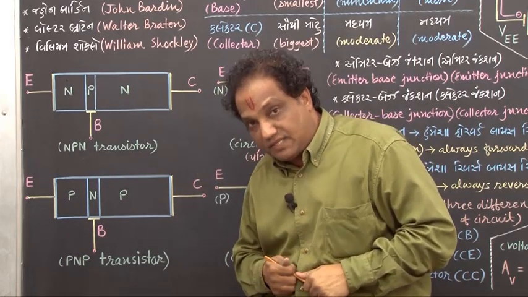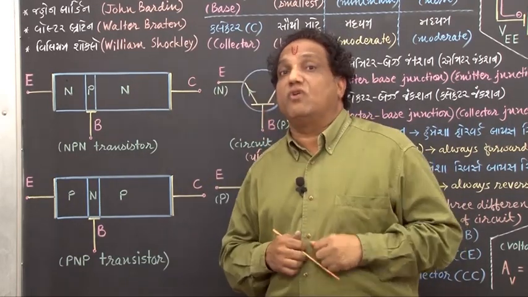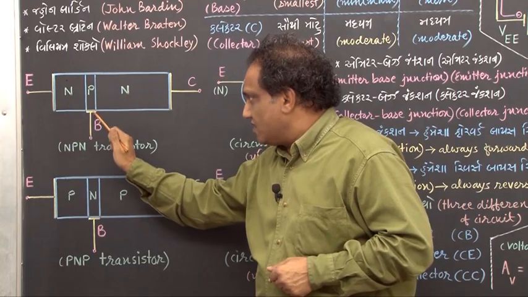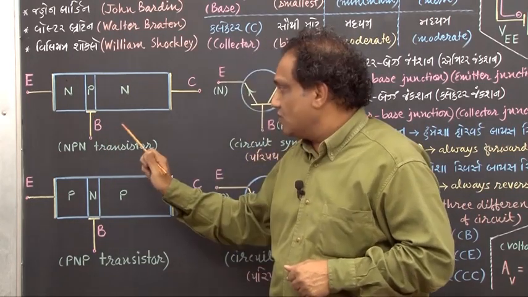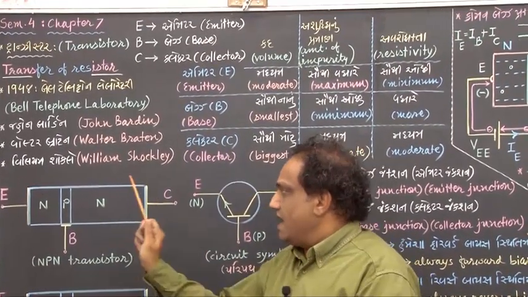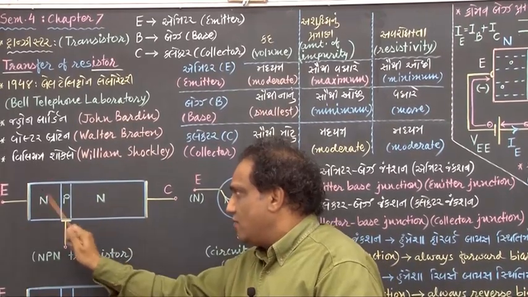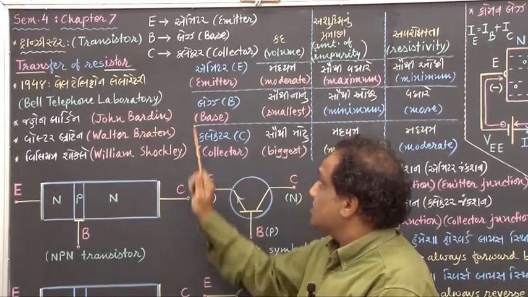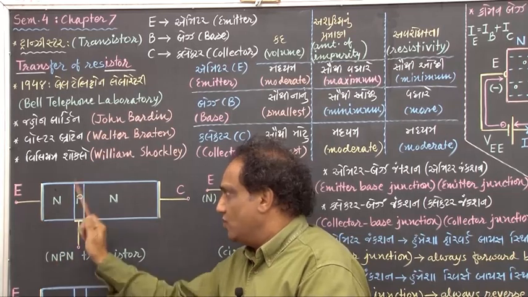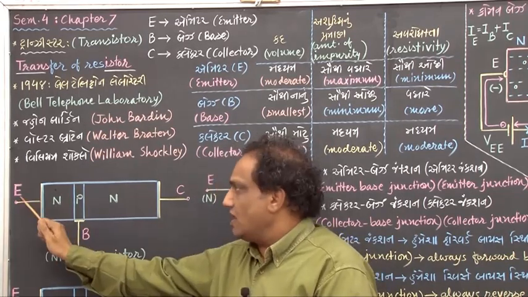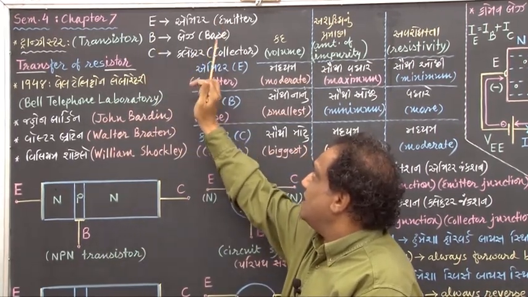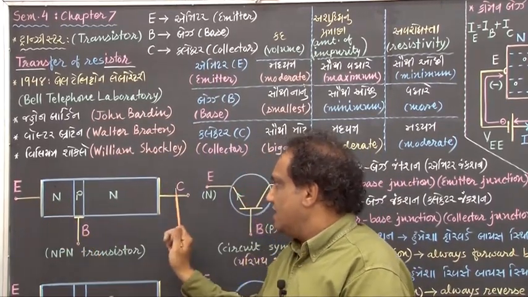Now in that very small size, there are three parts of unequal volume. The middle part, which is of smallest size, is known as the base. B for base. Then the part having the largest volume among these three parts is called the collector. C for collector. And the part having medium volume, moderate, in between, is called the emitter. E for emitter. Correct? Emitter, base, collector.